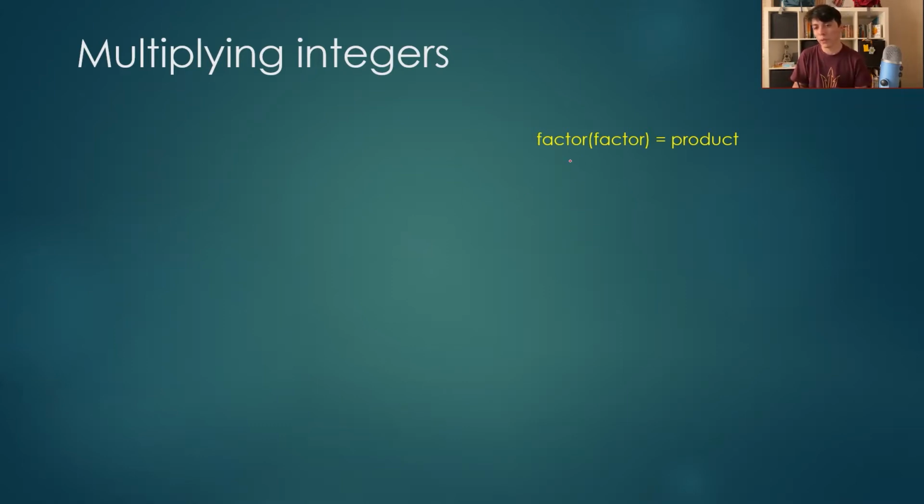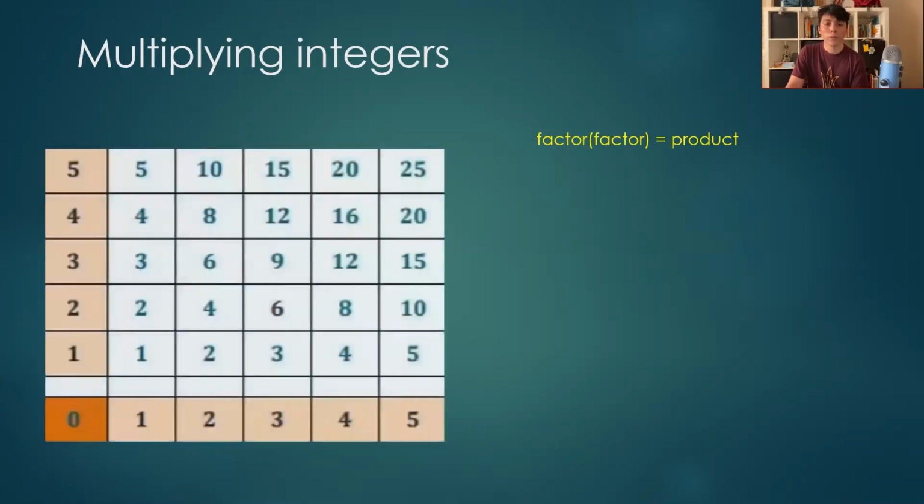So the numbers that you multiply in a multiplication equation are called factors, and the answer of those being multiplied together is called the product. So the product is just the solution in a multiplication problem. So look at this picture, and I hope that you guys recognize it. It is a multiplication table.